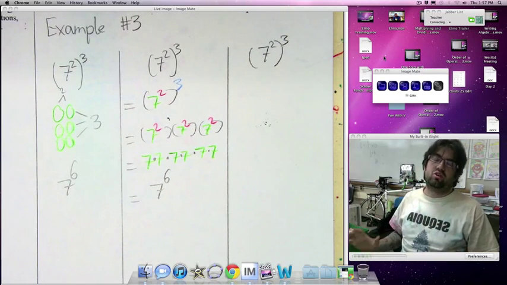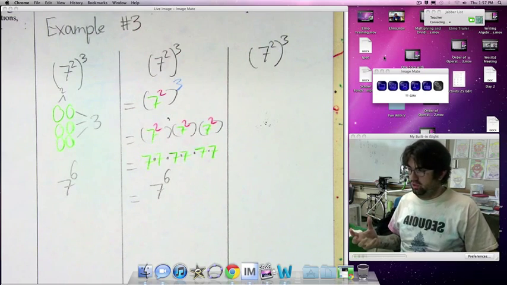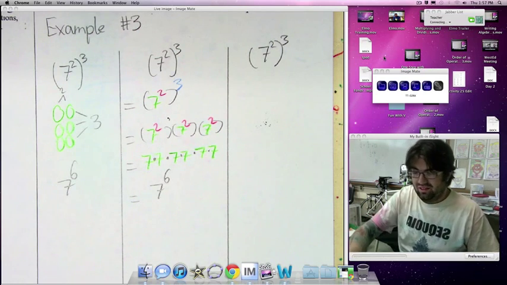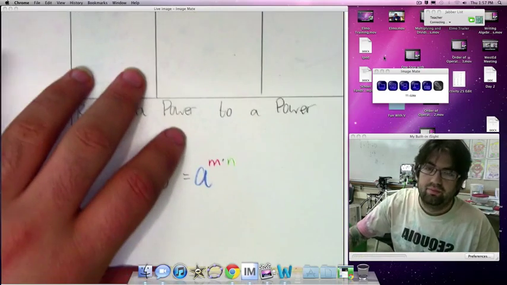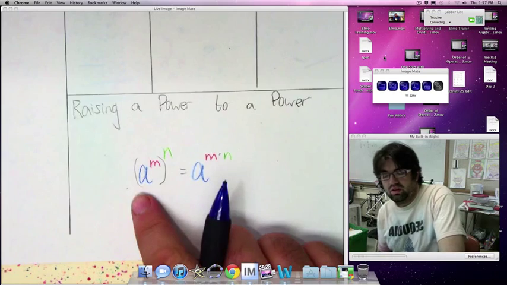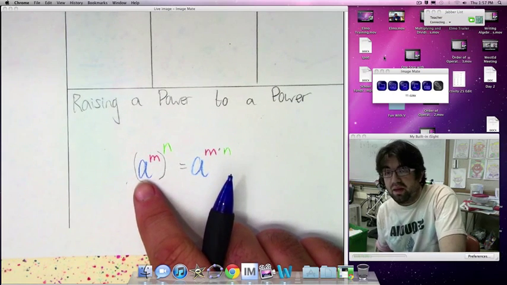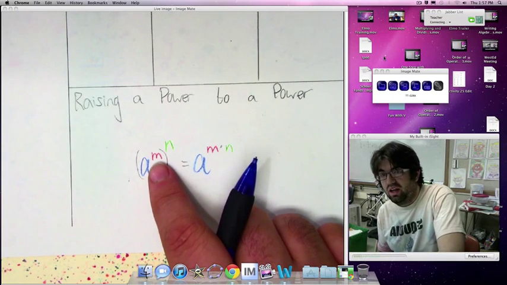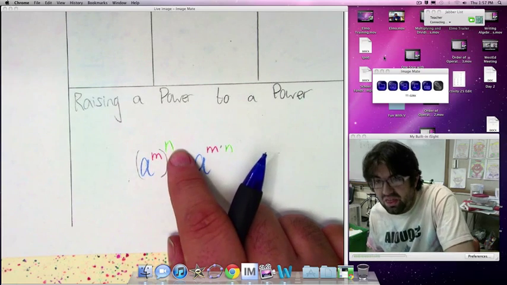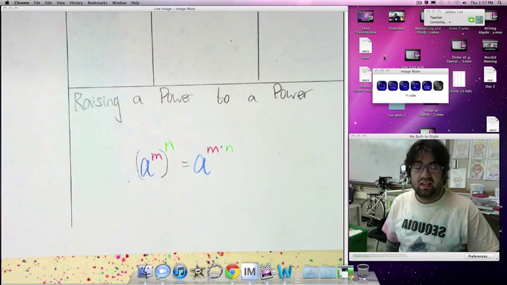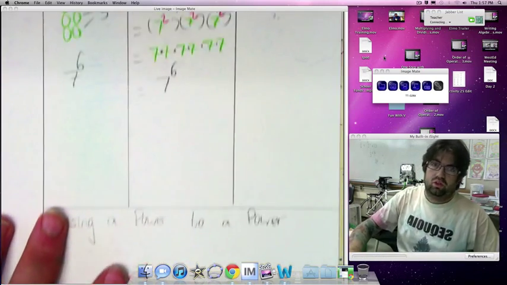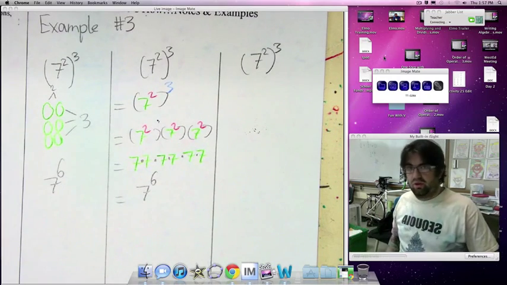What operation have you used on 2 and 3? 2 times 3 is 6. And that's the last property. If I have a power, where A is the base, and it already has a power, and I raise it to another power, I multiply the two powers together. And that's the new power. That's the new exponent. Crazy stuff, right?